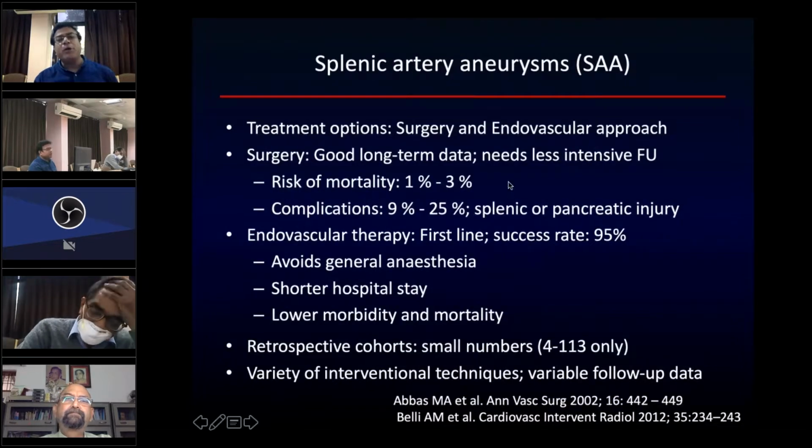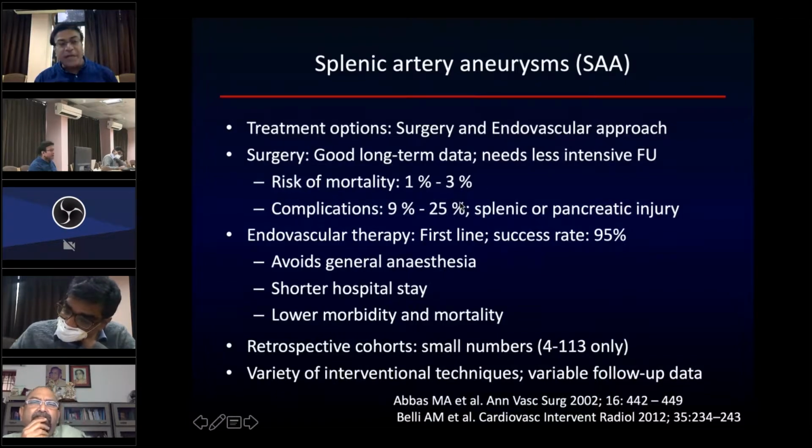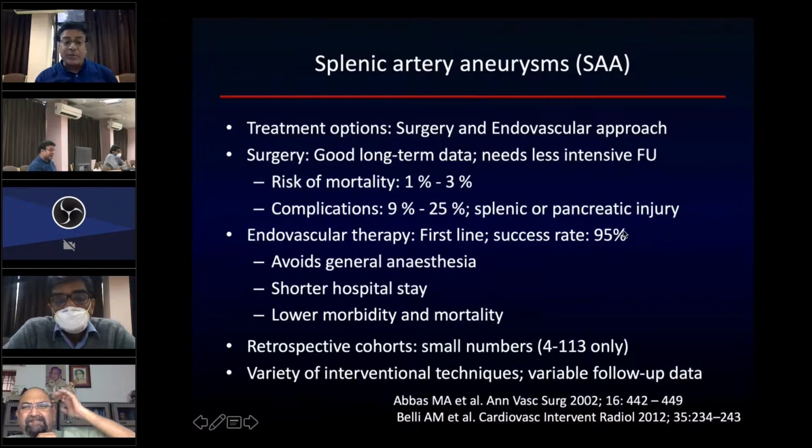So the traditional treatment options that we have are the endovascular approach and surgery. Surgery has good long-term data and needs less intensive follow-up, however there is a risk of mortality and a risk of complications. Endovascular therapy, which is considered to be the first-line approach, has a high success rate to the tune of around 95%, avoids anesthesia, and has shorter hospital stay and lower morbidity and mortality.